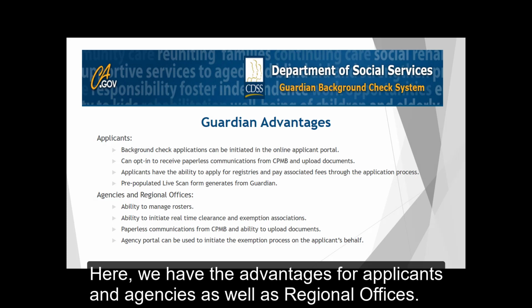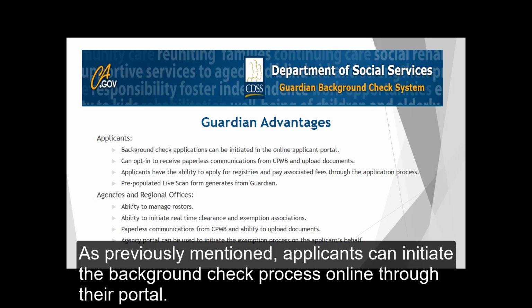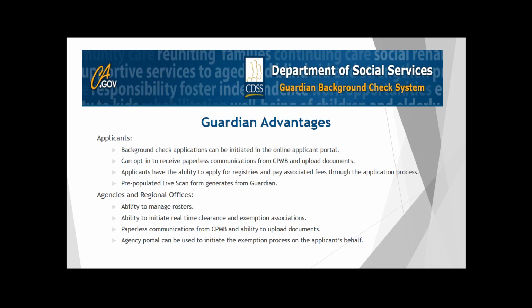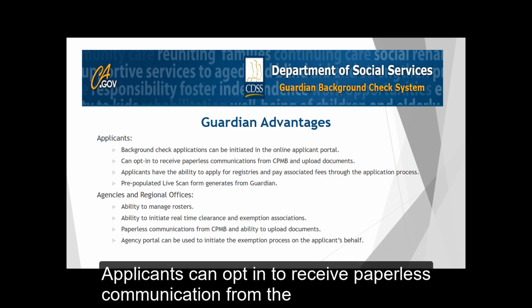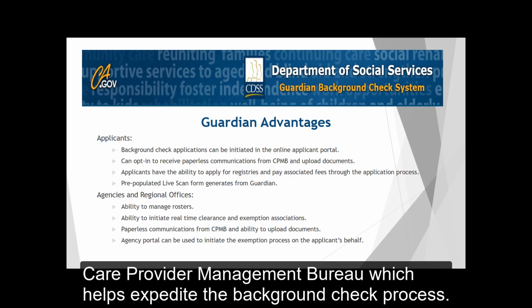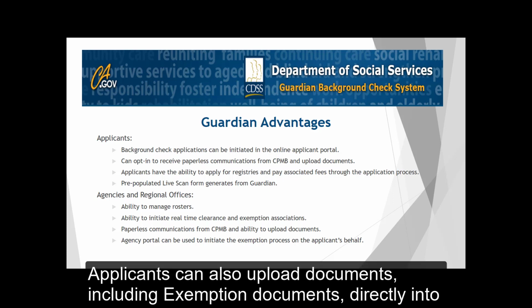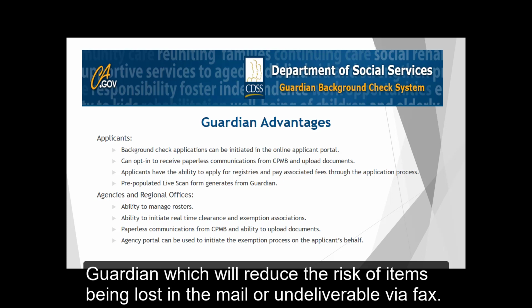Here we have the advantages for applicants and agencies, as well as regional offices. As previously mentioned, applicants can initiate the background check process online through their portal. Applicants can opt in to receive paperless communication from the Care Provider Management Bureau, which helps expedite the background check process. Applicants can also upload documents, including exemption documents, directly into Guardian, which will reduce the risk of items being lost in the mail or undeliverable via fax.